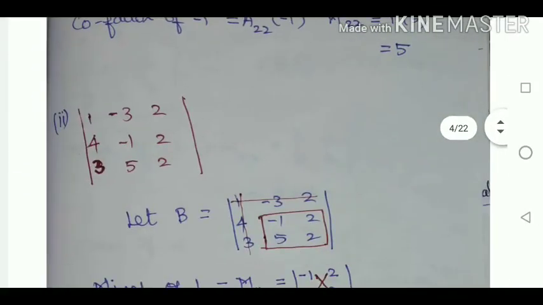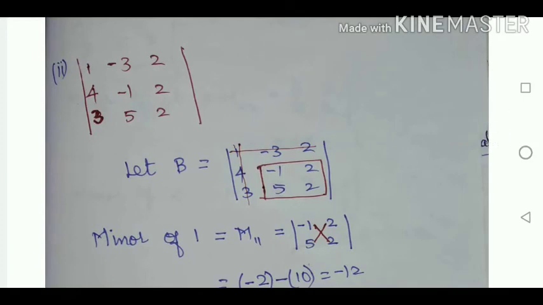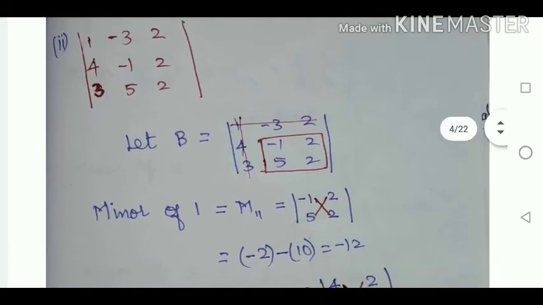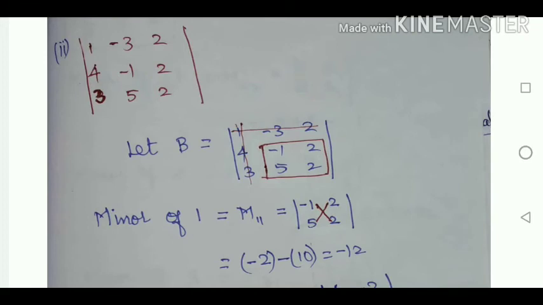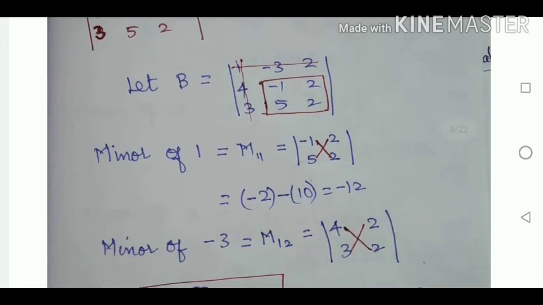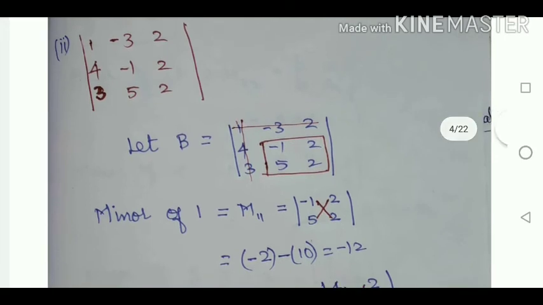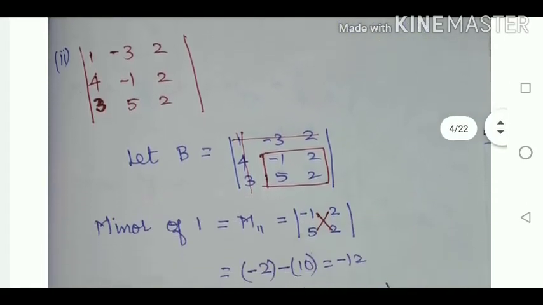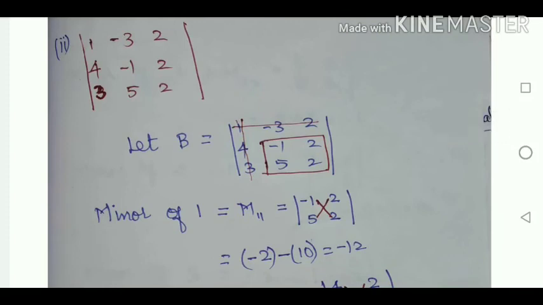Next we are going to see 3 into 3 matrices. I already taught this on the board. First you have to find the minor by eliminating the row and column in which the element lies. Here also I am eliminating. Here let B equal to 1, minus 3, 2, 4, minus 1, 2, 3, 5, 2. So minor of 1 equals M11. I am finding the value of M11 by eliminating the row and column. That is, 1 lies in the first row and first column, which are eliminated.